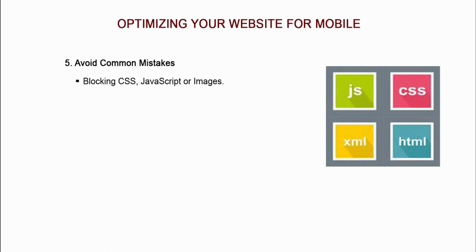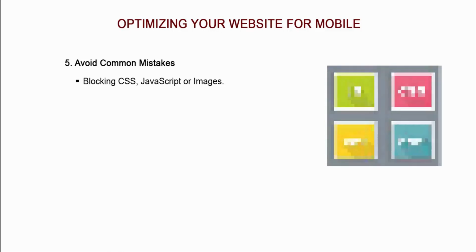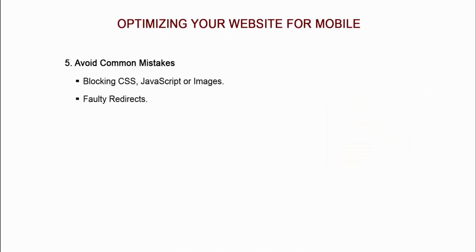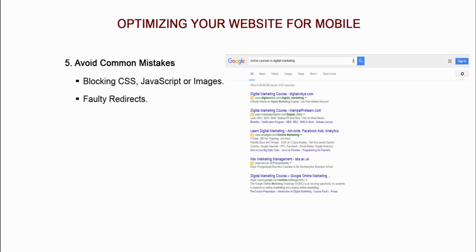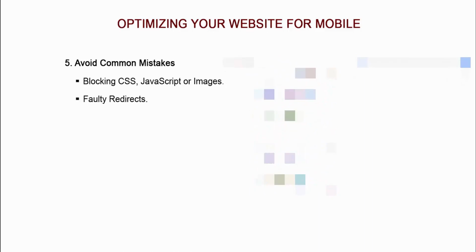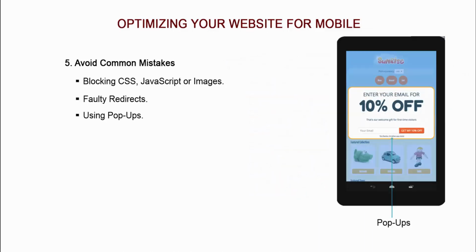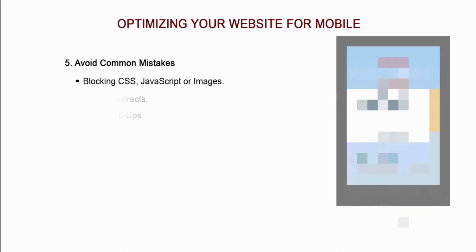We should also stop avoiding faulty redirects. For example, when you go to Google, you type in online courses on digital marketing. The websites or the courses which are listed on digital marketing should come to you instead of getting diverted towards the courses of business intelligence. Thirdly, stop using unuseful pop-ups which appear on the screen at random intervals.